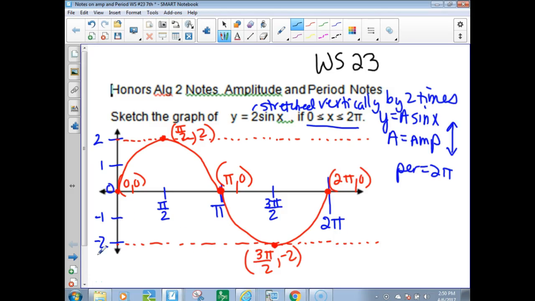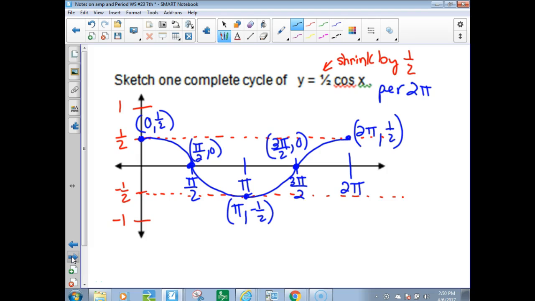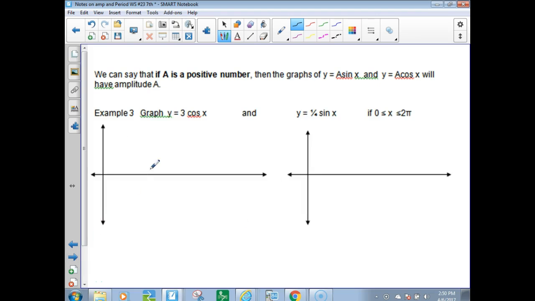Okay, we had already done this problem, so we're going to continue with graphing, looking at amplitude and period change on the sine and the cosine. So we're only going to graph sine waves and cosine waves right now and explore amplitude and period changes.